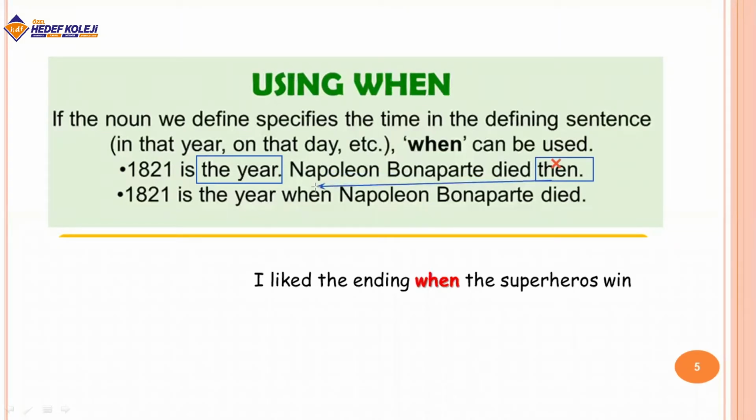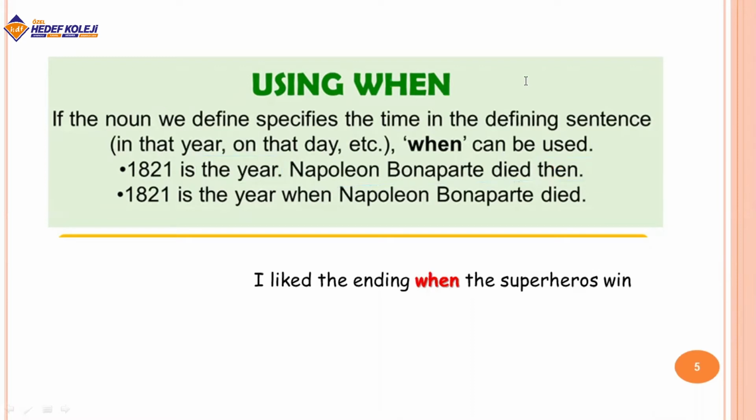Okay? I like the ending when superheroes win. I could add then at the end of the sentence, so I need to use when as a defining relative clause.